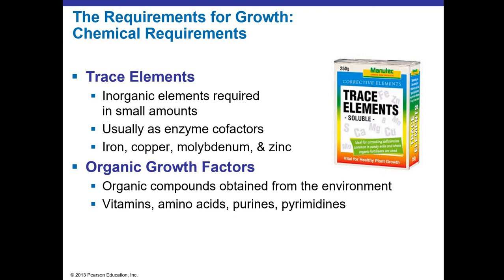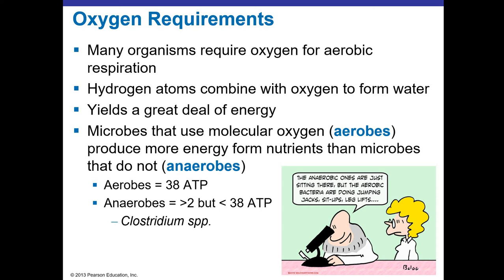Other organic growth factors usually come from the organic compounds that are obtained from the environment that the microbe finds itself in. So it gets vitamins, amino acids, and other things from the environment. So it can take in larger macromolecules and utilize them for the purines and pyrimidines and various other organic growth factors. The other requirement that you may not think about is the need for oxygen.